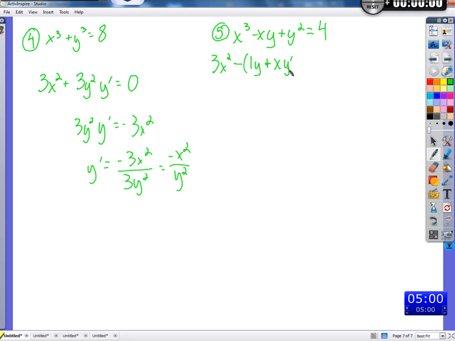The derivative of y is y prime. Okay. That's product rule. Then, plus the derivative of y squared. What's that? 2y, right? The derivative of the outside is 2y. And then for the derivative of the inside, we multiply by y prime. And the derivative of 4 is 0.